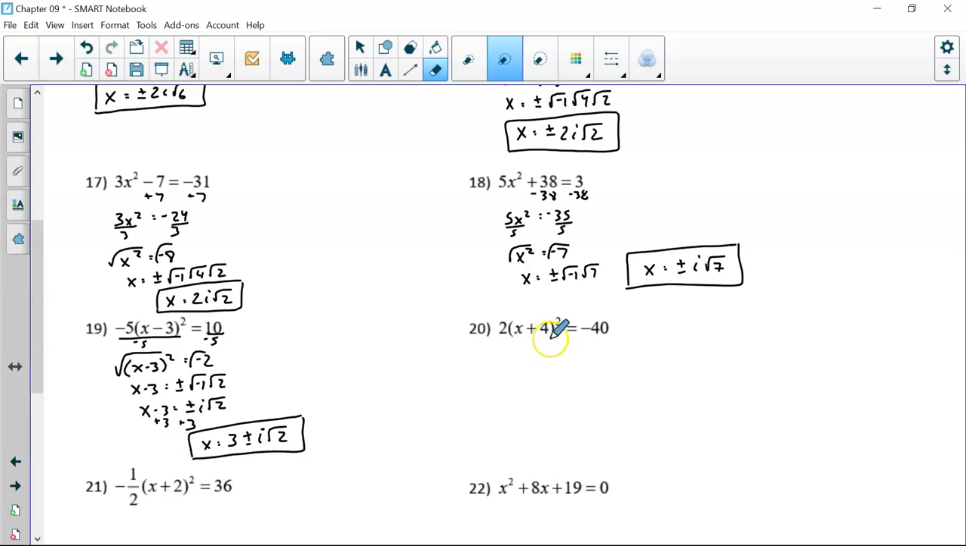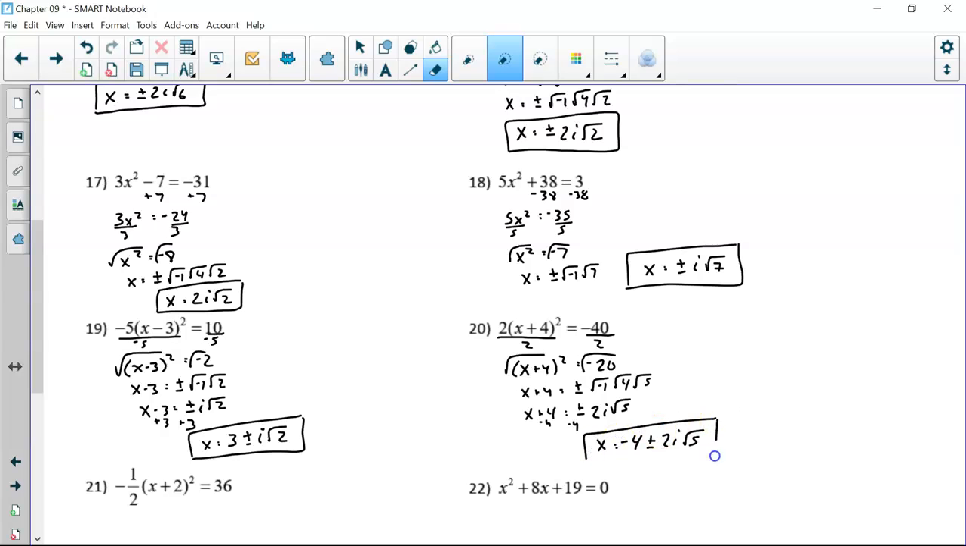Number 20. Divide both sides by 2. The quantity of x plus 4 squared equals negative 20. Take the square root of both sides. x plus 4 equals, plus or minus, are two solutions. Now it's the square root of negative 1, the square root of 4, and the square root of 5. So x plus 4 equals, plus or minus, 2i root 5. Subtract 4 from both sides, so x equals negative 4 plus or minus 2i root 5. And there is our answer.